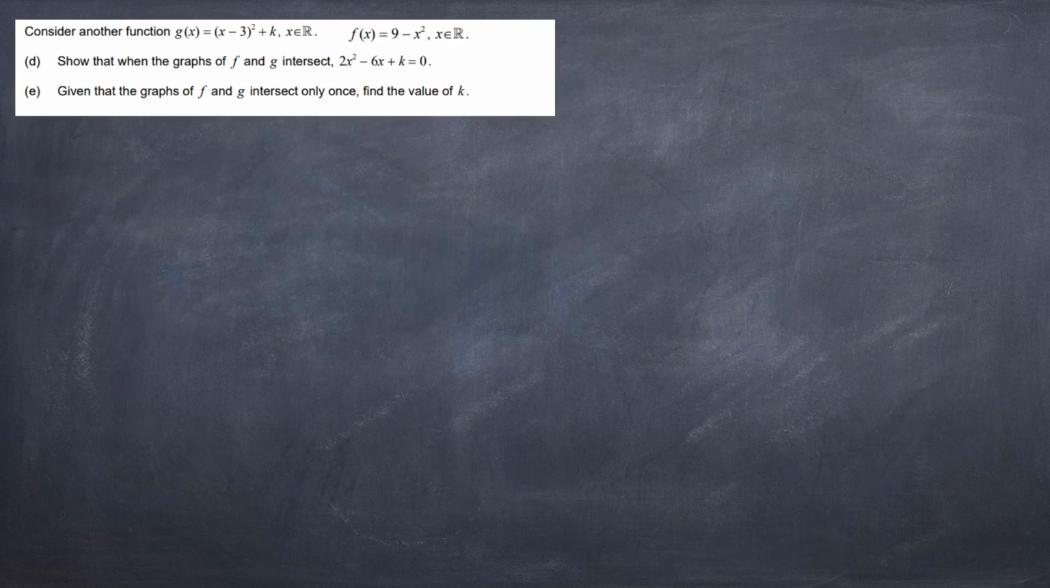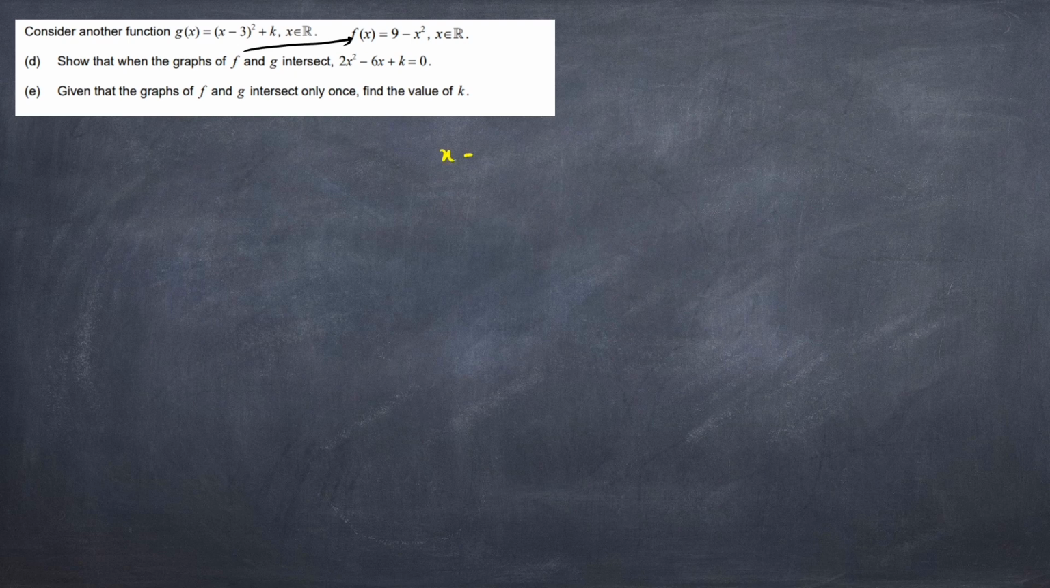Okay, so now consider another function g(x) equals to (x minus 3) whole square plus k, where x belongs to R. Now show that when the graphs of f and g intersect, this will be the equation. I have just put f here so that you can understand this properly. So if f and g are intersecting, it means the two graphs will be equal at that particular point. So we will just calculate the equal part and the problem will be done.